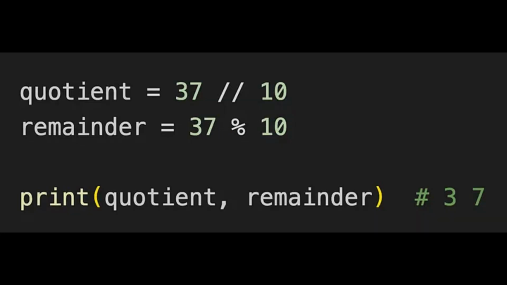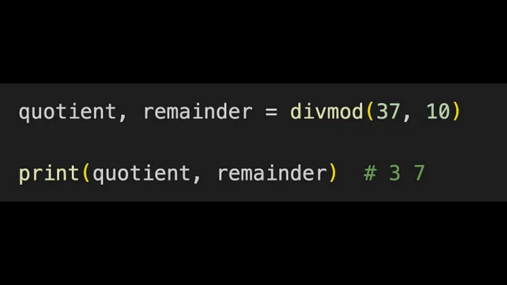In Python, we can use the // floor division operator to get the quotient of a division, and the % modulus operator to get the remainder of the division. But did you know that Python has a built-in function that allows us to do both at the same time? The divmod function does both // and % at the same time, and returns a (quotient, remainder) tuple. This is useful in saving us one line of code.